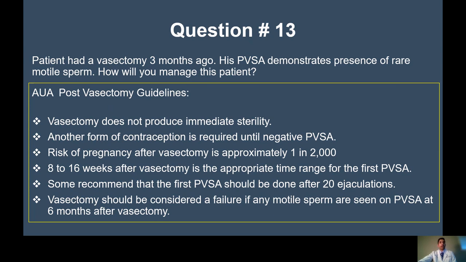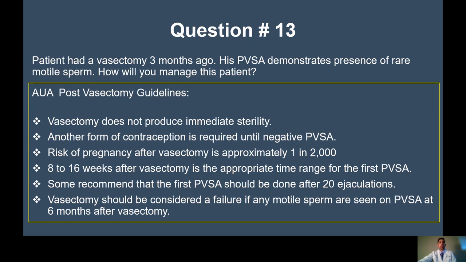So according to the AUA, we should counsel all patients that a vasectomy should not produce immediate sterility. I counsel all patients after a vasectomy in the office that they should continue to use some form of contraception until we obtain that negative post-vasectomy semen analysis. All patients are counseled that vasectomy is not 100% effective, and the risk of pregnancy after a vasectomy is roughly 1 in 2,000.